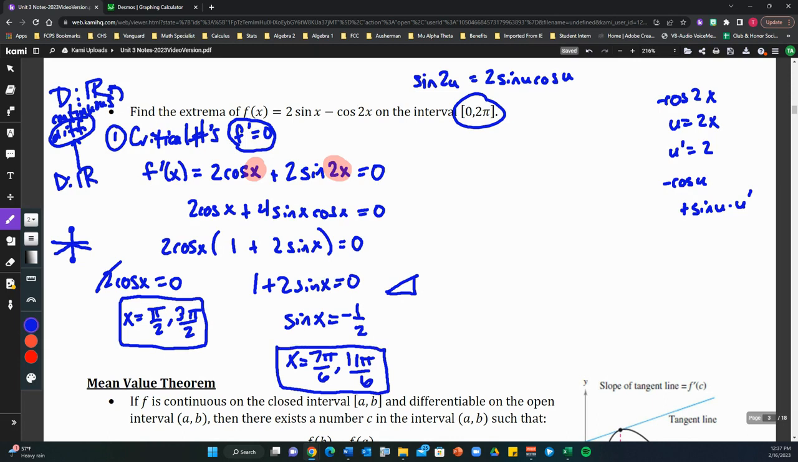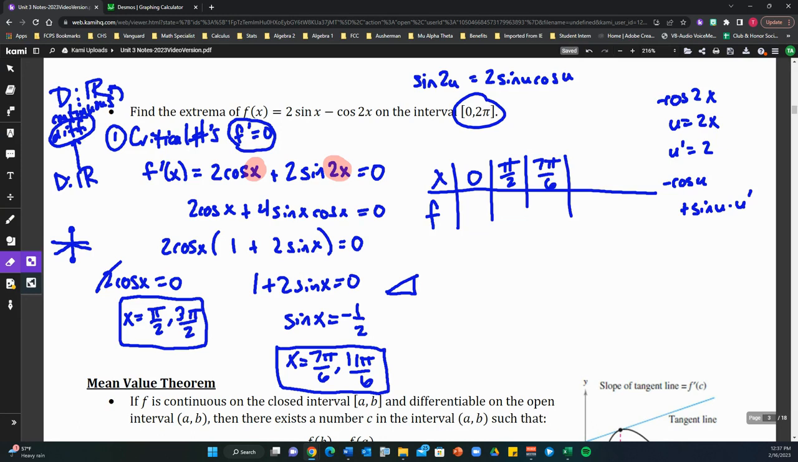So now I have my 4 critical numbers in this case. Remember, our next step will be testing what the y values are at all the critical numbers, and again, we still check our endpoints. Now we do want to go in order. So 0, pi over 2, then 7 pi over 6 would be next, and then 3 pi over 2 after that. Then 11 pi over 6, and then 2 pi.